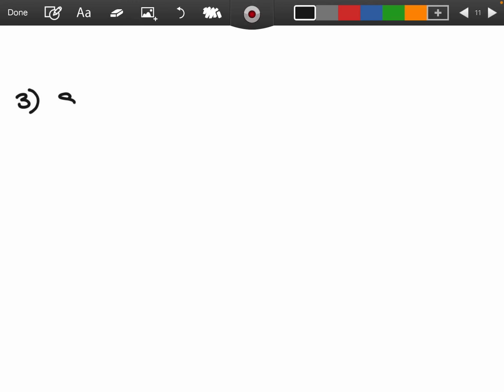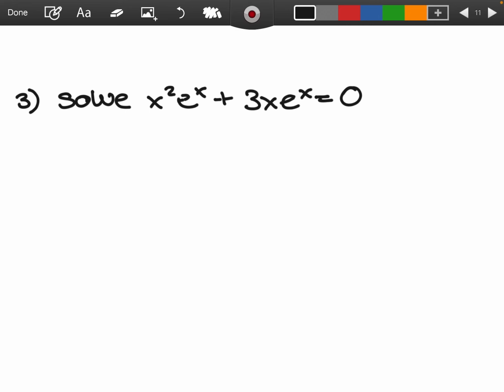The last one I'm going to do kind of leads us to some of the other exponential equations that we will solve later on. It's very similar to that. It's slightly more complicated and involves a bit more thought. We're going to solve this equation for x, okay?